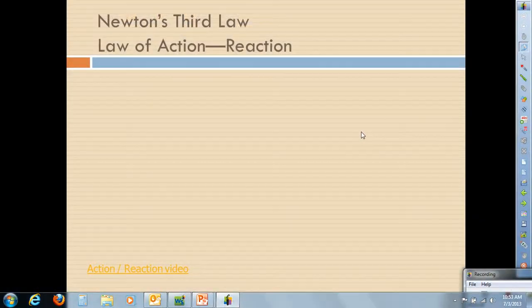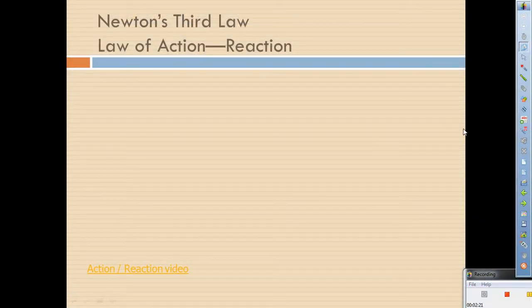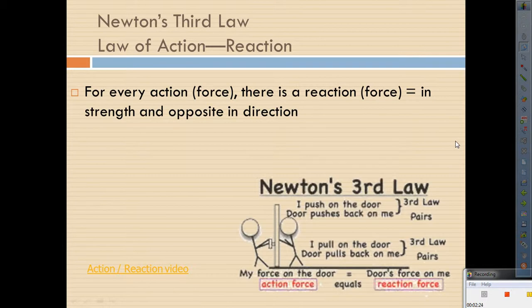Newton's third law of action-reaction simply states that for every action, there's an equal and opposite reaction. So if you look at the example here, if you push on the door, the door pushes back with an equal amount of force. Now, if you push harder than the door pushes on you, then there's acceleration because the net force is not zero. As long as we have a net force, there will be movement or acceleration.